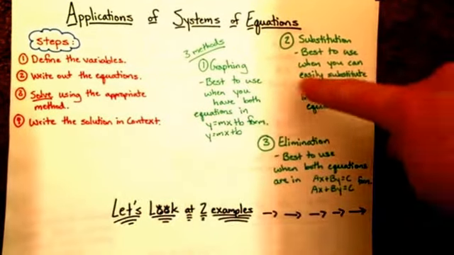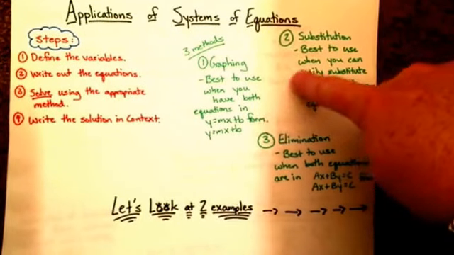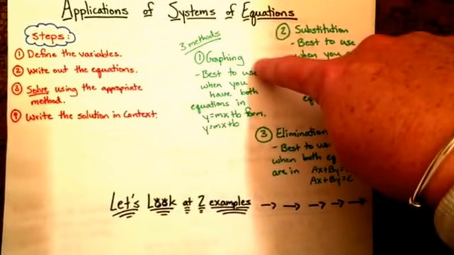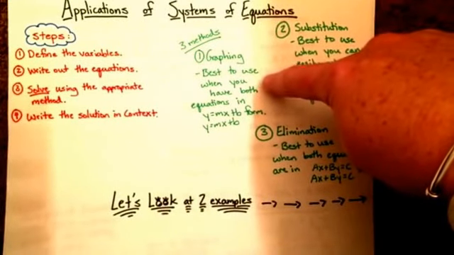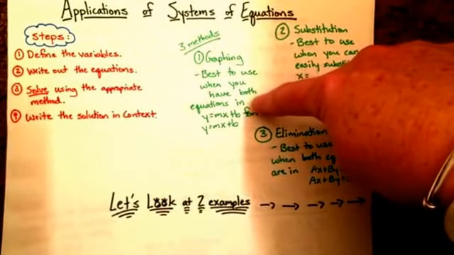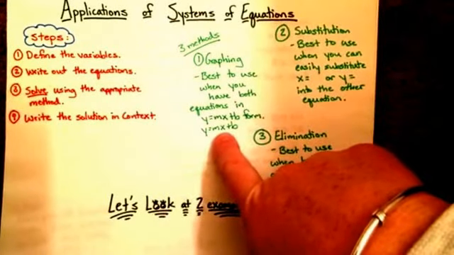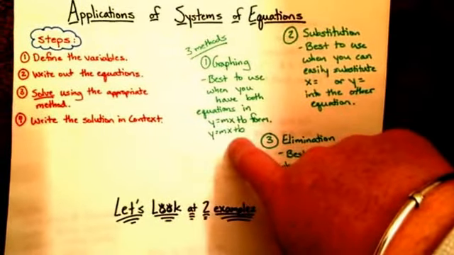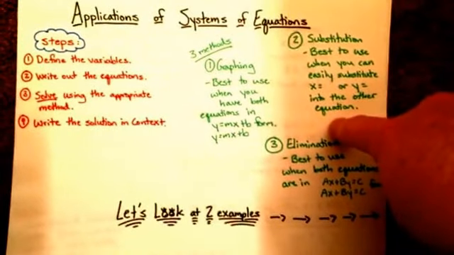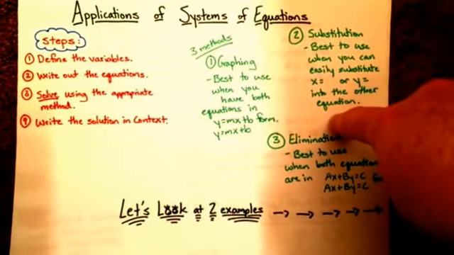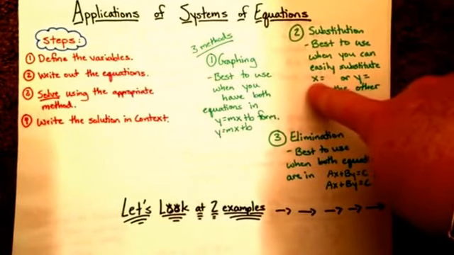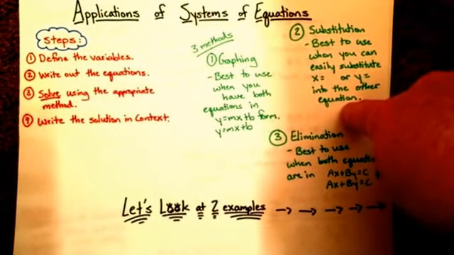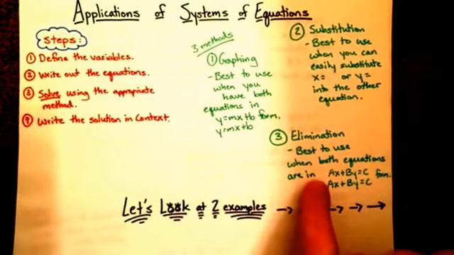The three methods you want to choose from, and the reasons why, I put over here. The first method is graphing. We talked about this one in class. This is best to use when you have both equations in y equals slope-intercept form, or you could easily get them in this form. The second method is substitution, which is best to use when you can easily substitute x equals or y equals into the other equation, and then you could use substitution relatively easily.